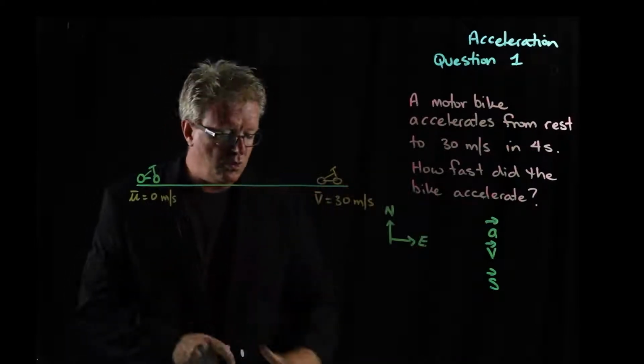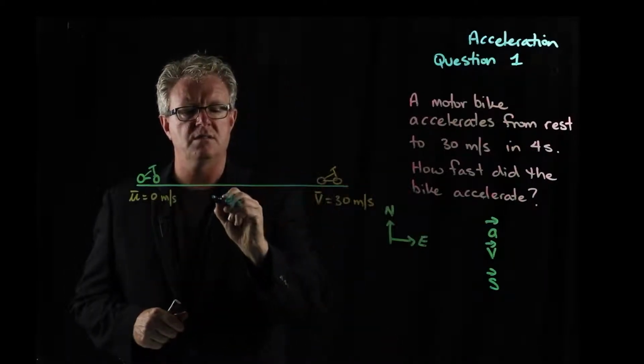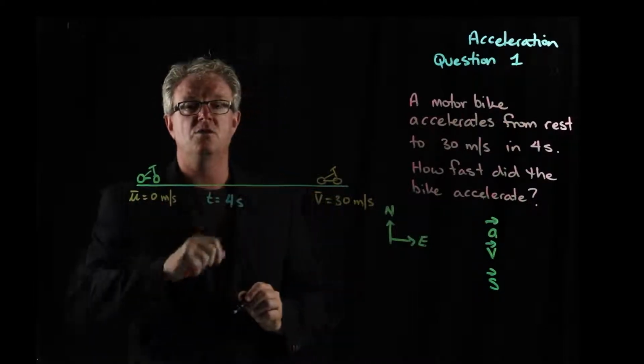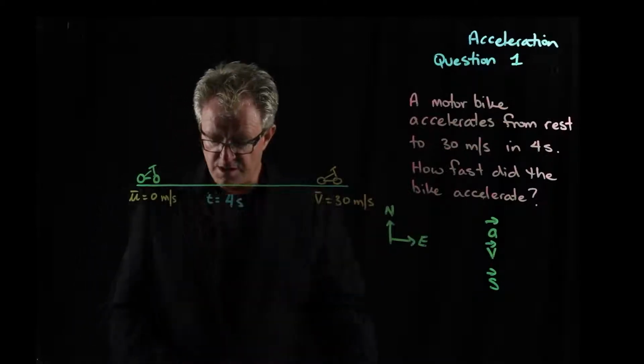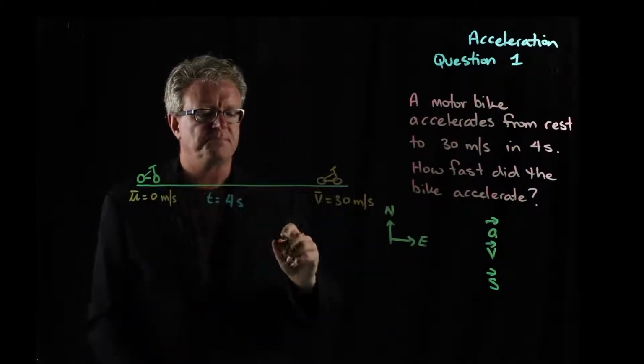It says it took 4 seconds to do that. So 4 seconds is the time to accelerate from 0 to 30. And the question just says, how fast did the bike accelerate? So it's a pretty simple question, but let's see if we can break it down for you.